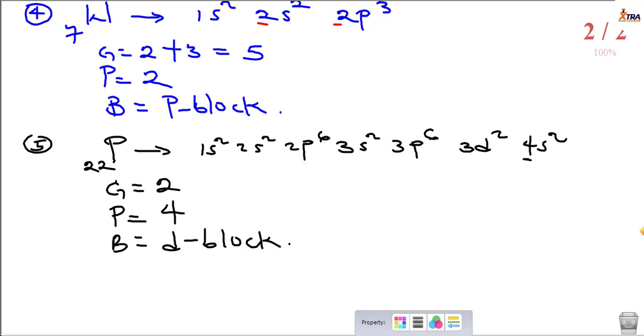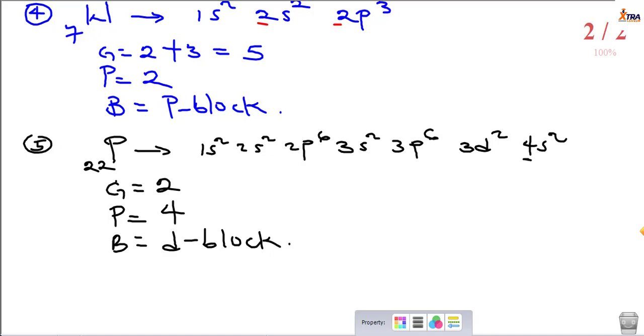Because the normal arrangement, you should have 4s2 before 3d2. Which means that the D orbital tells us that this does not fall into the A group of the periodic table. Instead, it falls into the B group of the periodic table because it's more than 20.